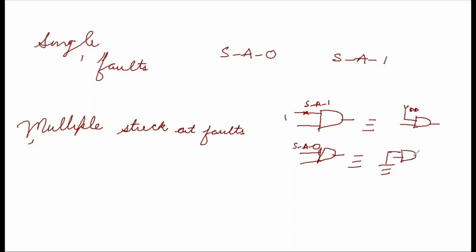So this is the other. So this is the equivalence. So this is stuck at 0 and this is stuck at 1. Now when I say single fault, it means that I am assuming that at a time only one fault is occurring in any line. मतलब at a time सिर्फ या तो stuck at 0 है.